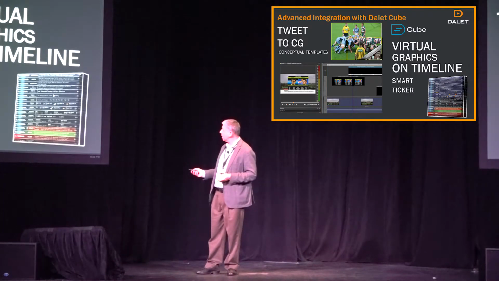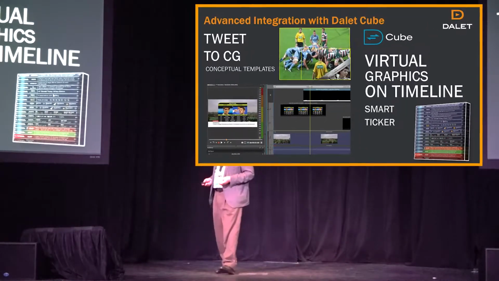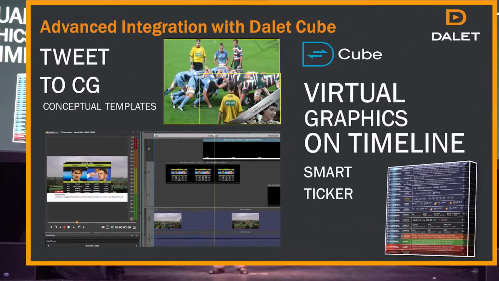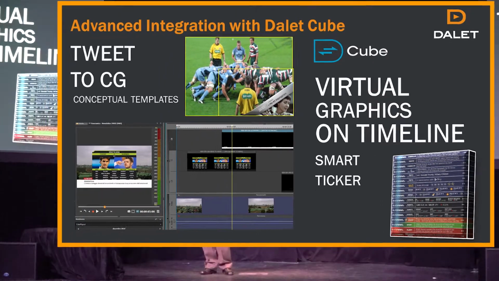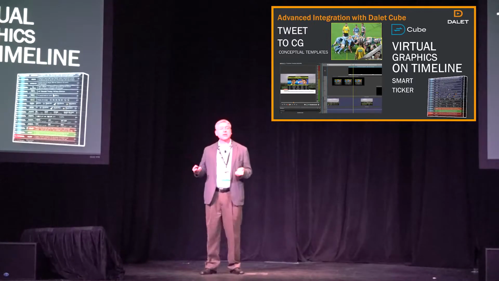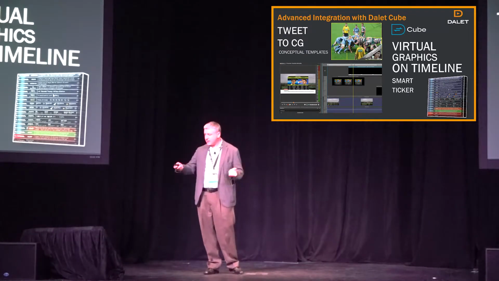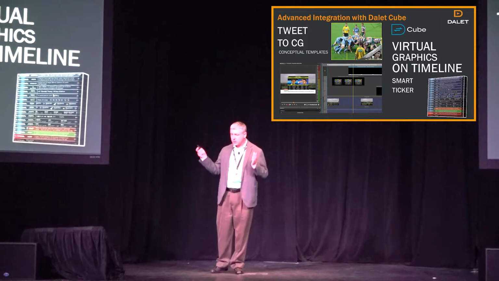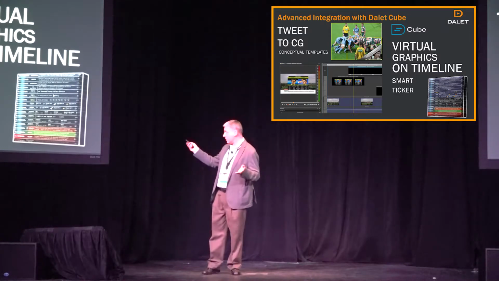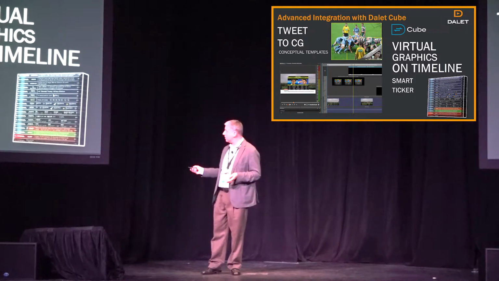Now let's have a look at our own graphic solution called Cube. Our own graphic solution, Cube, is natively integrated into the Galaxy News solution, allowing virtual CGs on the timeline, protecting clean feed layout. There is a tweet to CG function that you can see at the demo booth, demo pods. There's also these conceptual templates that are very interesting that I was mentioning, and a range of other interesting features. There's a smart ticker solution, so when you go to the booth, you can learn in depth about its capabilities, and I wanted to bring it to your attention here.